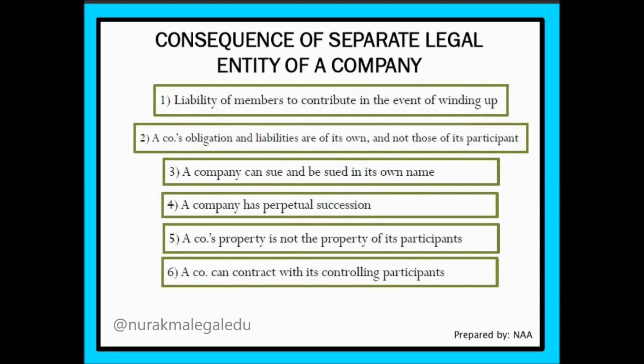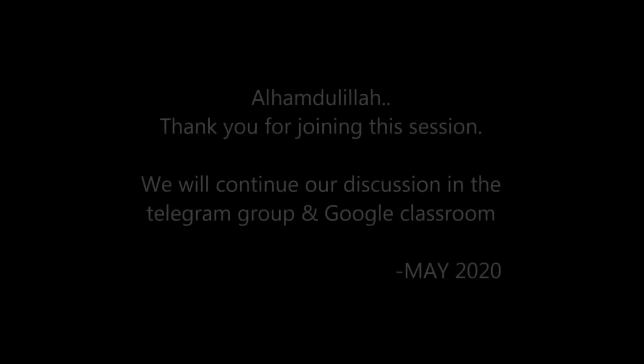Fifth, a company's property is not the property of its participants. The company's property is separate from the participants' property, so the participants cannot claim that the property owned by the company is theirs. And sixth, a company can contract with its controlling participants, meaning they can make a contract between the company and the members of the company. Alright, so this is the synopsis. We'll go into details in part 2 of the video.